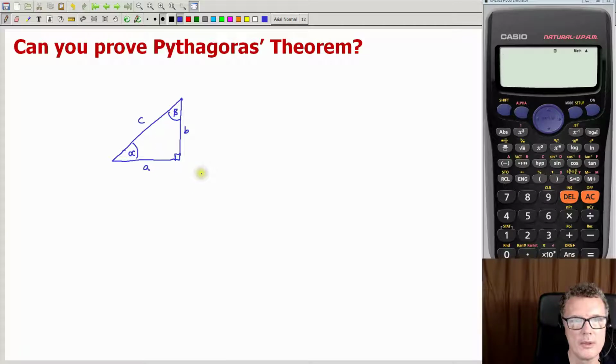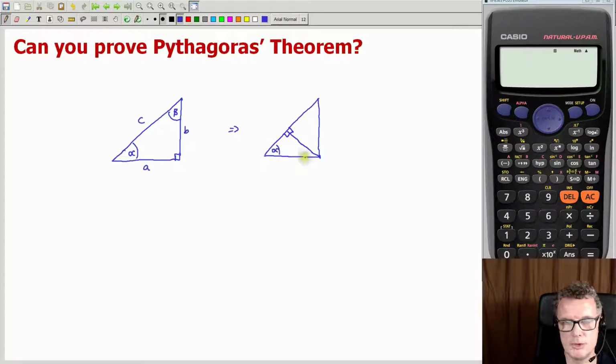So the first thing is that Einstein said, well, what happens if you draw a line that's perpendicular to the hypotenuse, so that it then cuts through that point there? In that case, you've created two right-angled triangles there. So you've now got an alpha there.